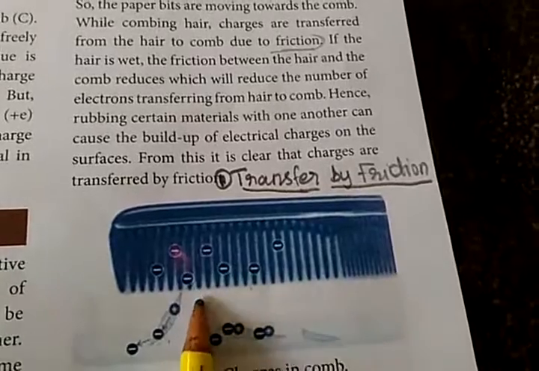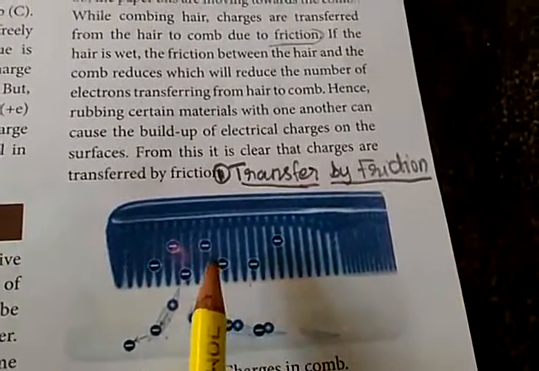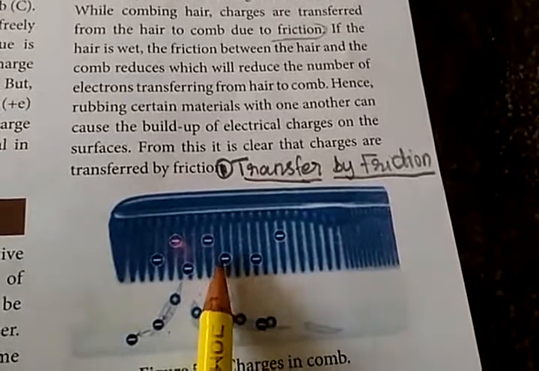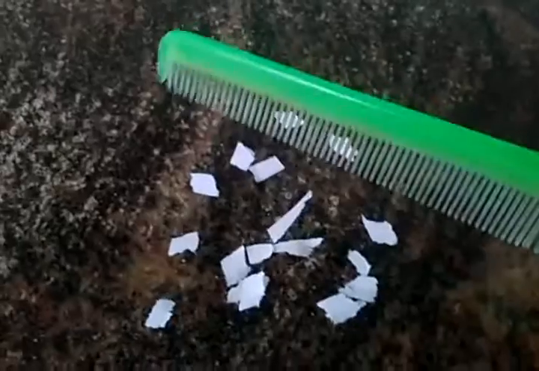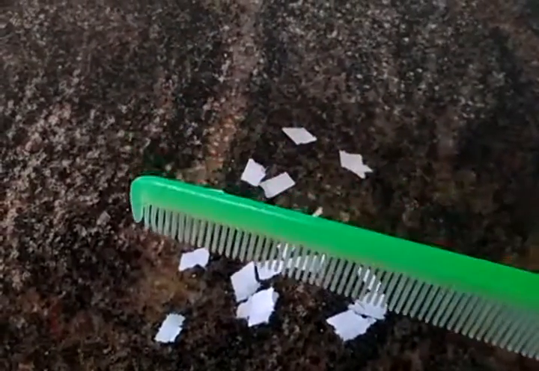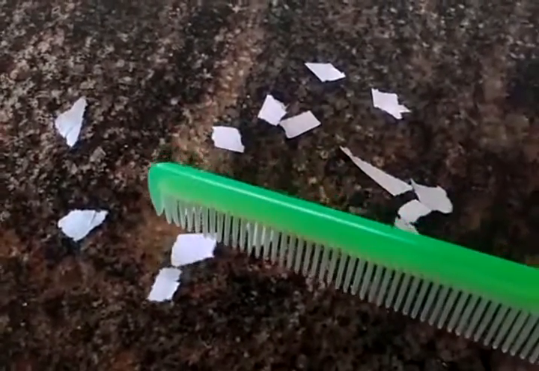While combing hair, charges are transferred from hair to comb due to friction. Students, these are paper bits. Paper bits are moving towards the comb.